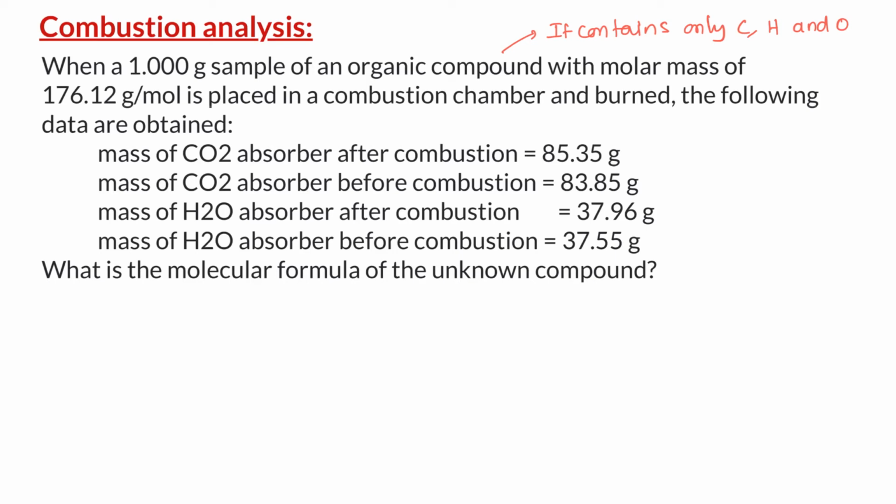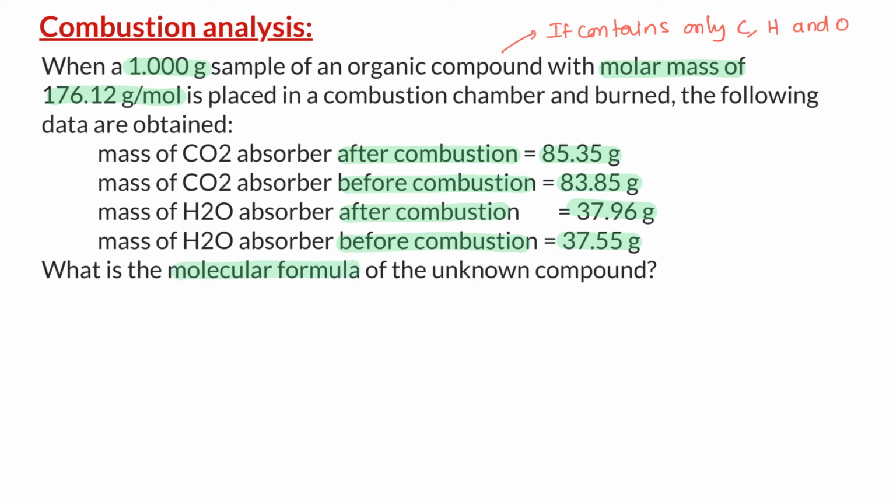We have a representative data for such an experiment. Let us calculate the molecular formula. When a 1 gram sample of an organic compound with molar mass of 176.12 grams per mole is placed in a combustion chamber and burned, the following data are obtained. Mass of carbon dioxide absorber after combustion is 85.35 grams. Before combustion is 83.85 grams. Mass of water absorber after combustion is 37.96 grams and before combustion is 37.55 grams. What is the molecular formula of the unknown compound?